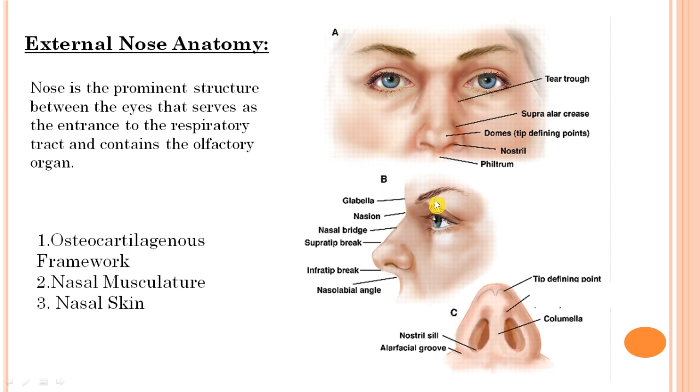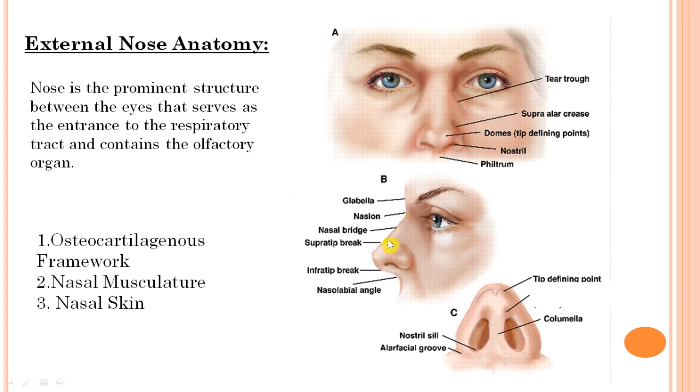Moreover, here is shown the glabella, which is the area of skin in between your eyebrows. So the glabella is over here. The nasion is the region where the frontal bone and the two nasal bones meet one another. Here is the center of the joint that is formed. The sutures meet, the two nasal bones as well as the frontal bone, at the nasion. Here is your nasal bridge, and the supratip break.